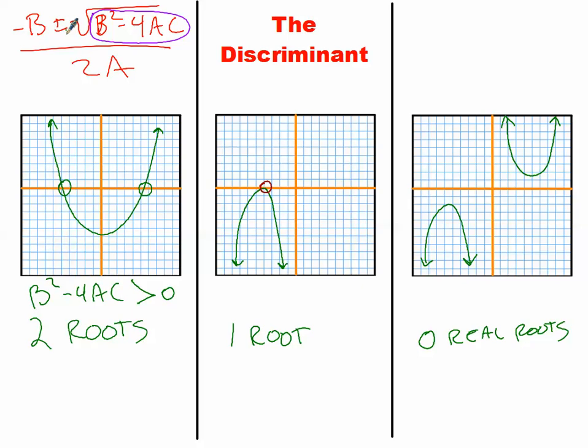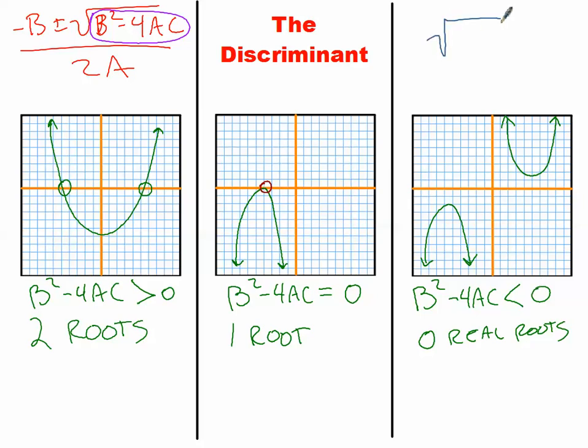To get 1 solution, the discriminant has to equal 0, because then you just have the negative b over 2a. You only have 1 solution because the square root of 0 is 0, so you don't have anything to plus or minus. And I bet you can guess what's going to give you 0 roots. If it's less than 0. So if b squared minus 4ac is less than 0, you will get no real roots. And here's why.